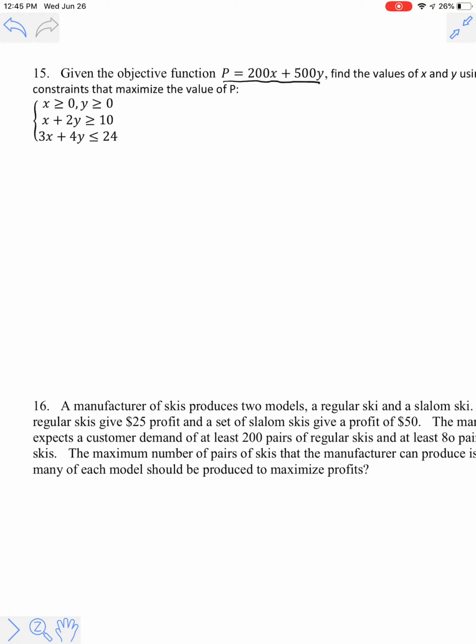So we've already been given the objective function. All that's left for us to do is graph this system of linear inequalities, find the solution set, and then find the vertices of the solution set, plug each of the vertices into the objective function, and figure out which one of those gives us the maximum value. So these first set of constraints, x and y are both greater than or equal to 0, that just tells us that we're dealing with quadrant 1 right here, where x and y have positive values.